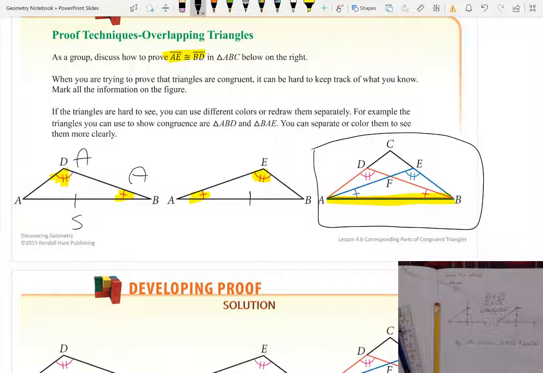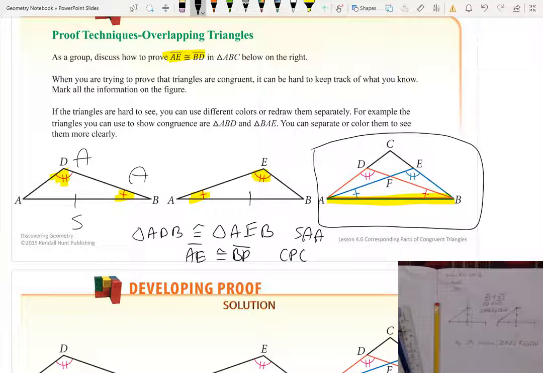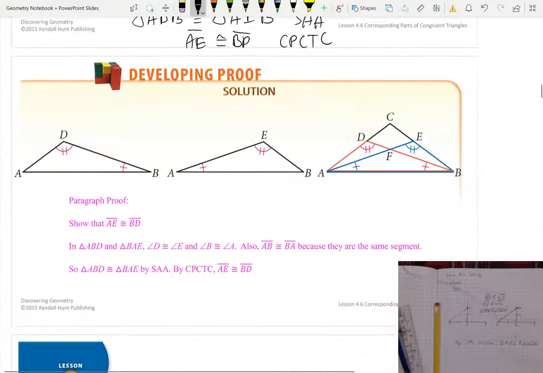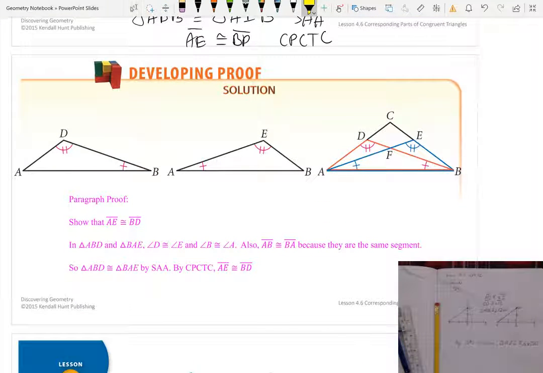So if I show that, okay, so triangle ADB is congruent to triangle AEB, why is that? What shortcut? Well, SAA. Okay, so then AE is congruent to BD. Why? Because the corresponding parts of congruent triangles are congruent. Done. Okay. Now in the proof, there's a few more steps.